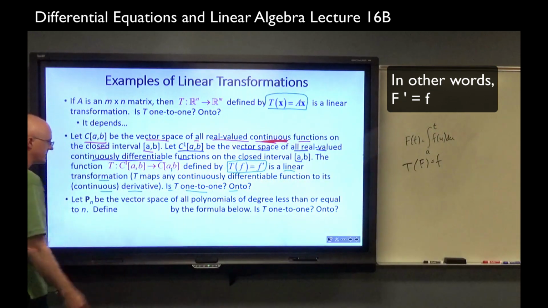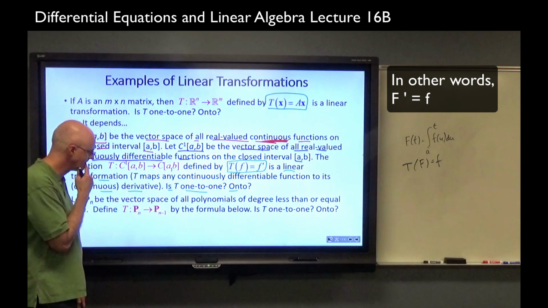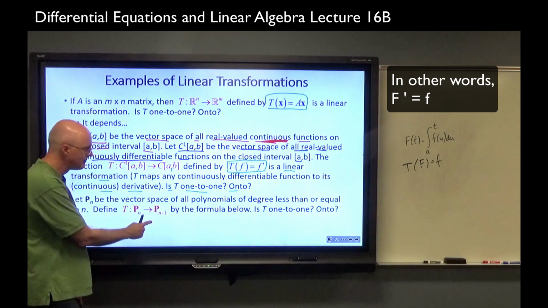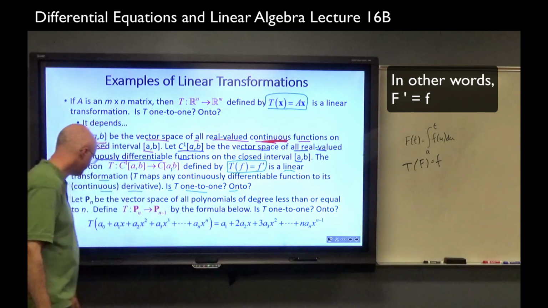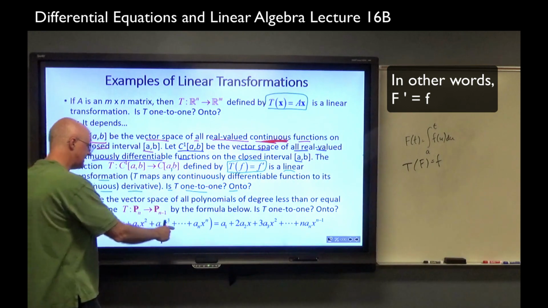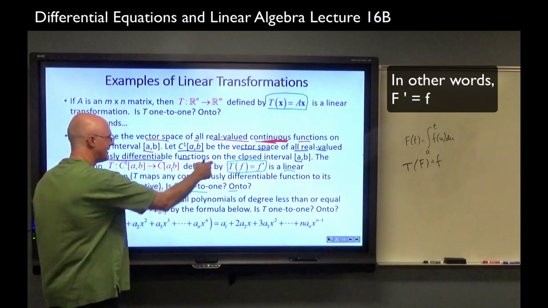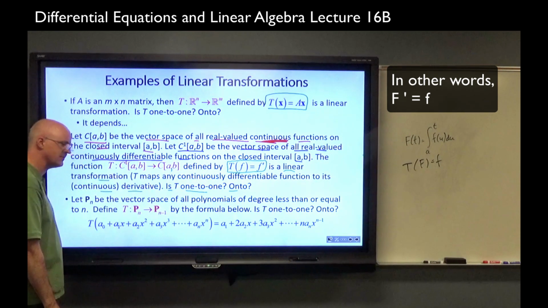This is a similar example again. Pn is the vector space of all polynomials of degree less than or equal to n. Define T from Pn to Pn minus 1, degree less than or equal to n, degree less than or equal to n minus 1, by this formula. T of this polynomial is this polynomial. Doesn't that look interesting? That looks like I just differentiated this polynomial to get this polynomial. Yeah, these are really the same linear transformation, although the domains are different and the codomains are different.